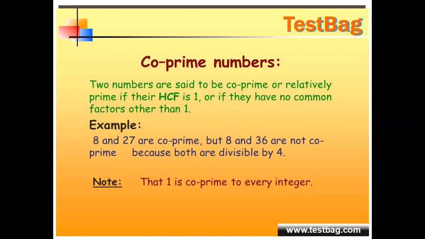Yes, we have to discuss co-prime numbers. Two numbers are said to be co-prime or relatively prime if their HCF is 1. That is, they have no common factors except 1. 1 is the only common factor. Let us see.